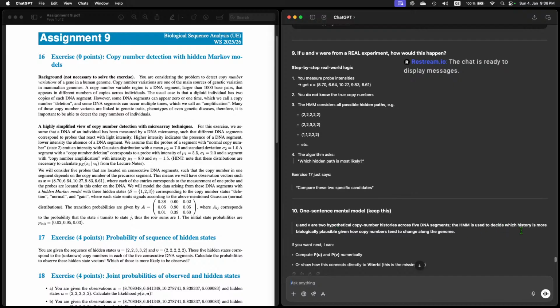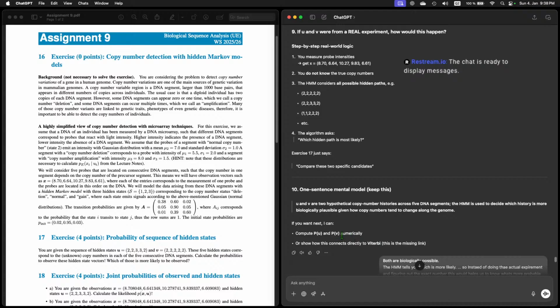The HMM is used to decide which history is more biologically plausible given how copy numbers tend to change along the genome. So from this, you get, if you want, okay.